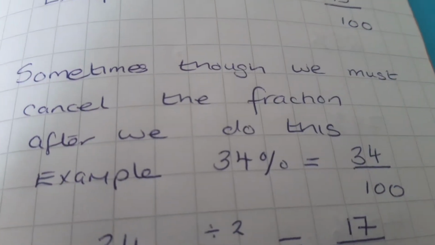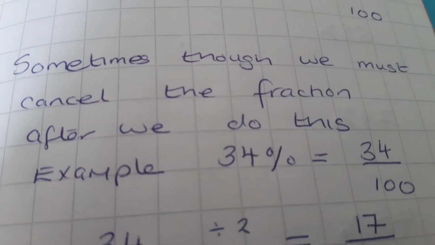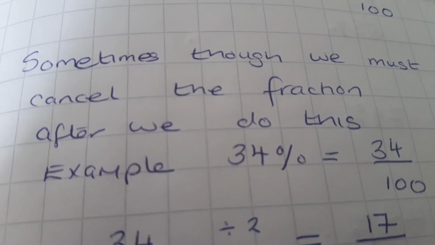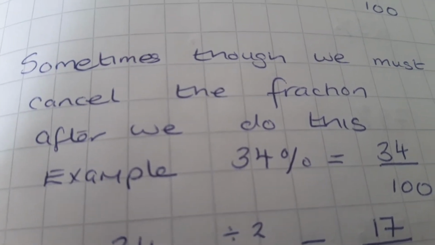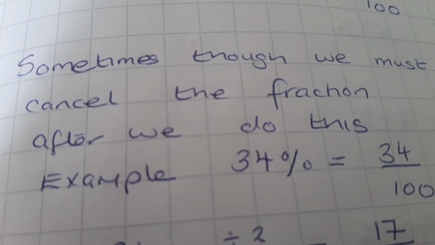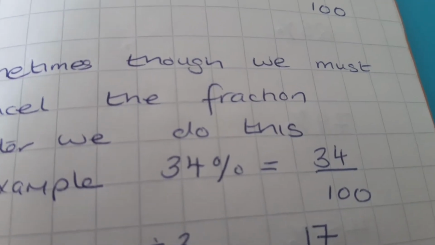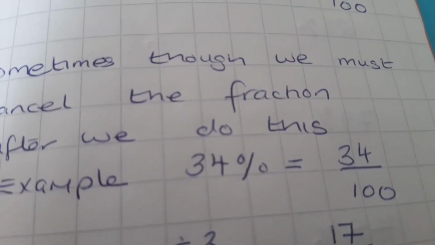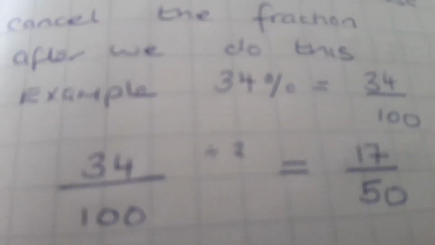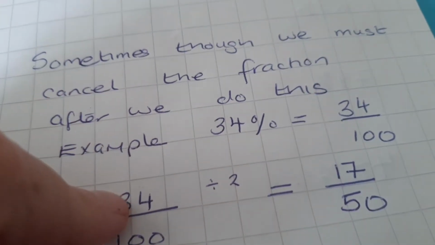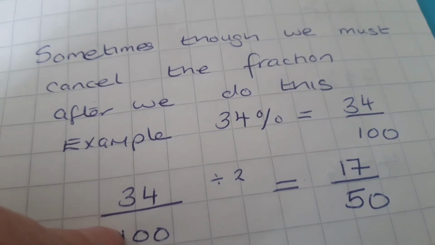Sometimes, though, we must cancel a fraction after we do this. And remember, when you're cancelling a fraction, you pick a number that divides into both the top and bottom numbers and you divide. So, for example, 34%, you can write 34 over 100, and that is a fraction. But the best way to write that fraction is to take the two numbers and divide them by 2, and you get 17 over 50. Now, why did we pick 2? Because 2 is the number that goes into 34 and goes into 100.